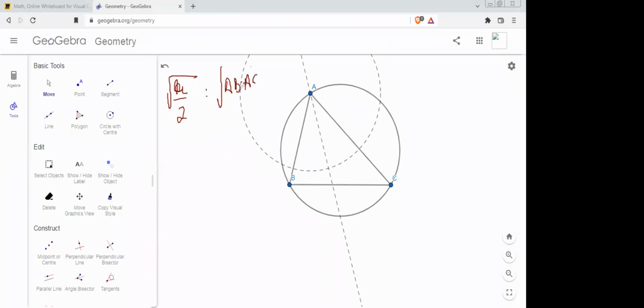Everything is the same, just the radius of inversion is root AB into AC by 2. Also, people are understanding, right? I was stammering too much in the last part, but you guys got it. If you have any doubt, you can ask.